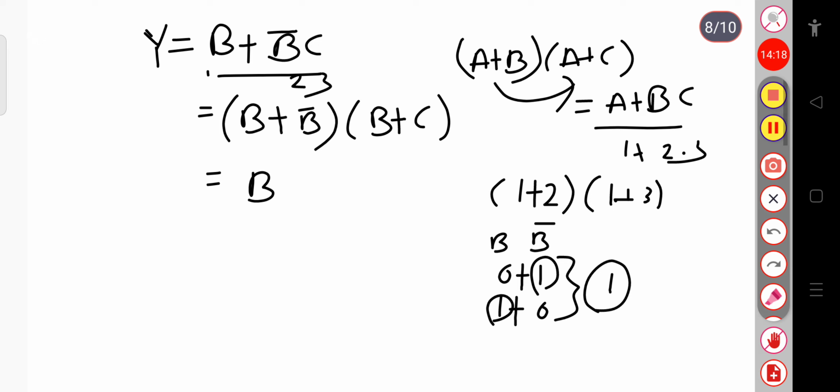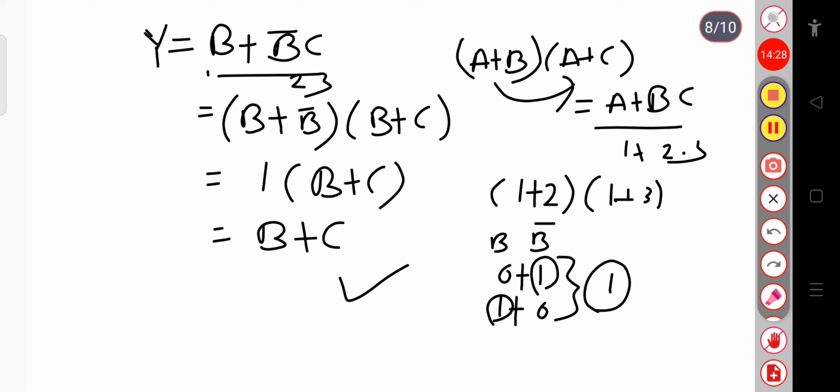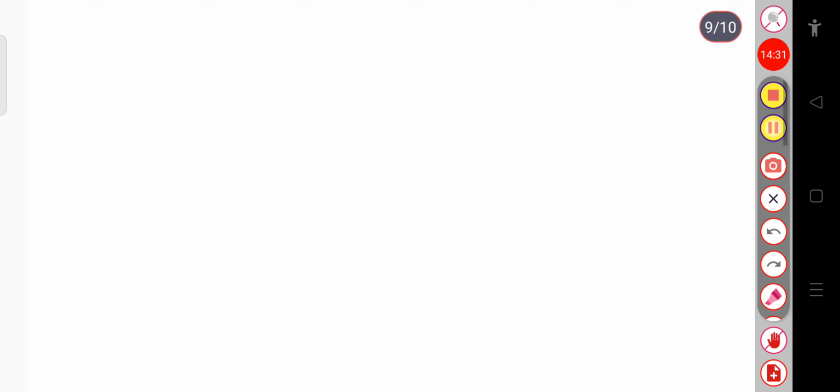Sorry, it is 1. B plus b bar is always 1, into b plus c. So, this will be equal to b plus c. So, this is your minimized expression. Let us take one more example.